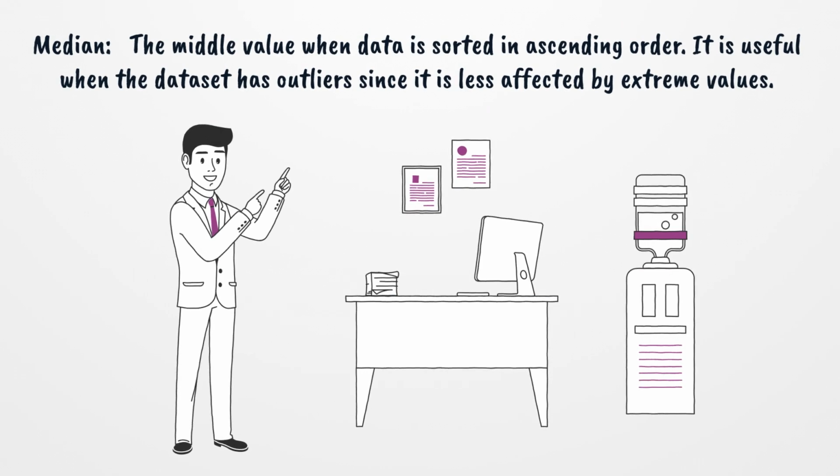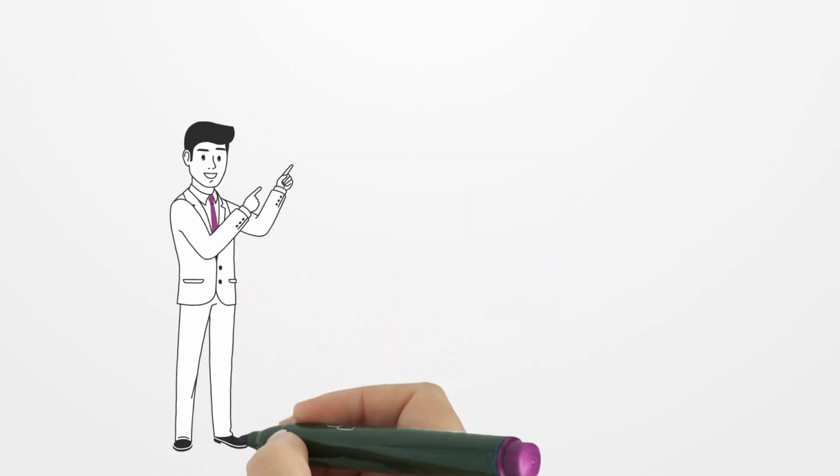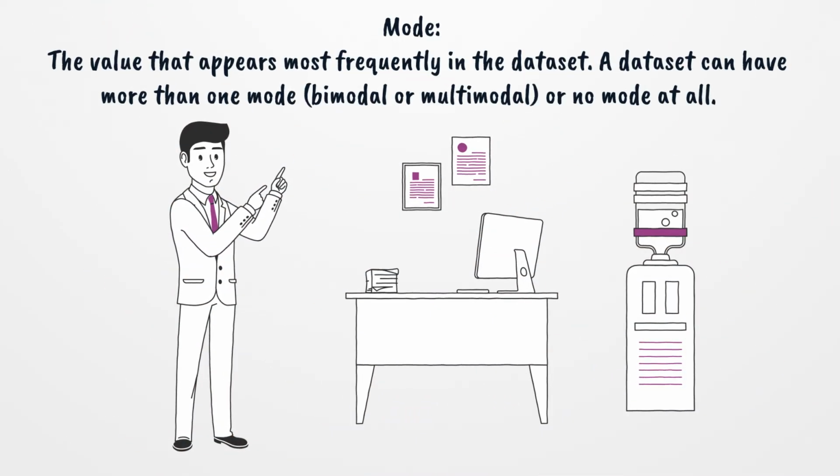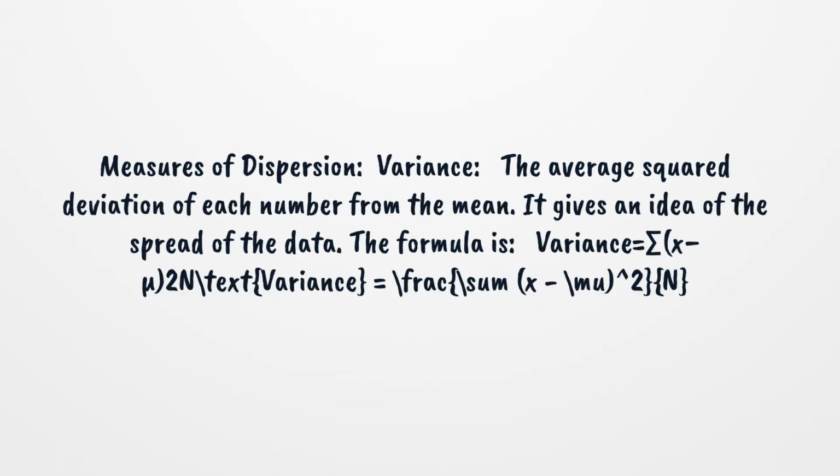It is useful when the dataset has outliers since it is less affected by extreme values. Mode: the value that appears most frequently in the dataset. A dataset can have more than one mode, bimodal or multimodal, or no mode at all. Measures of dispersion. Variance: the average squared deviation of each number from the mean. It gives an idea of the spread of the data.